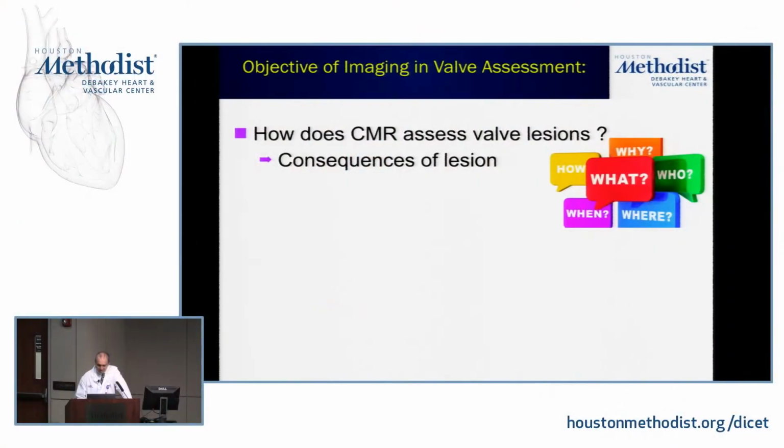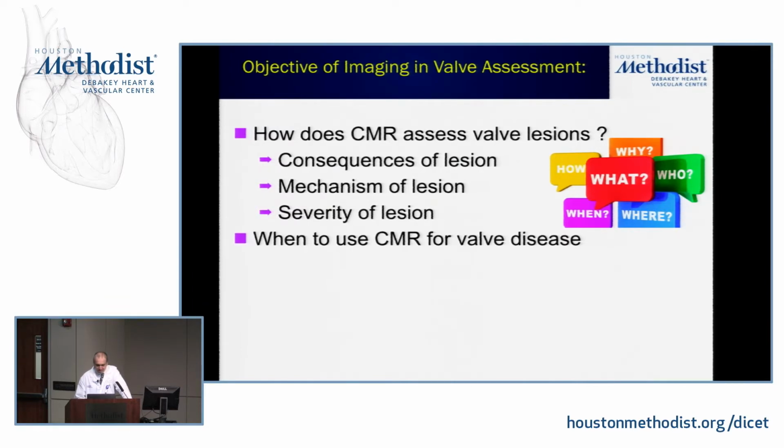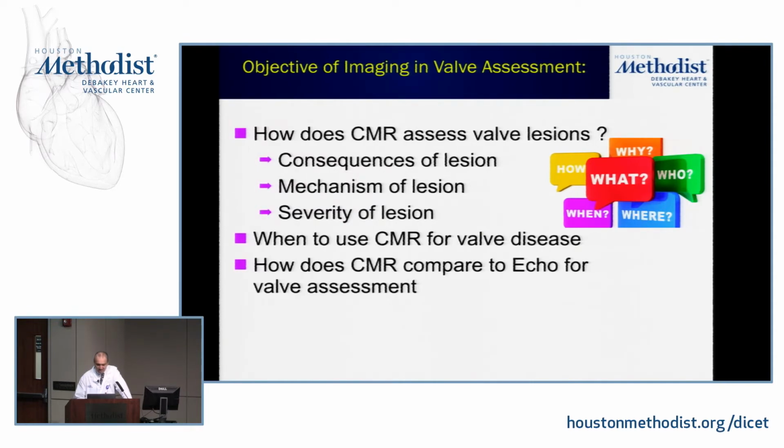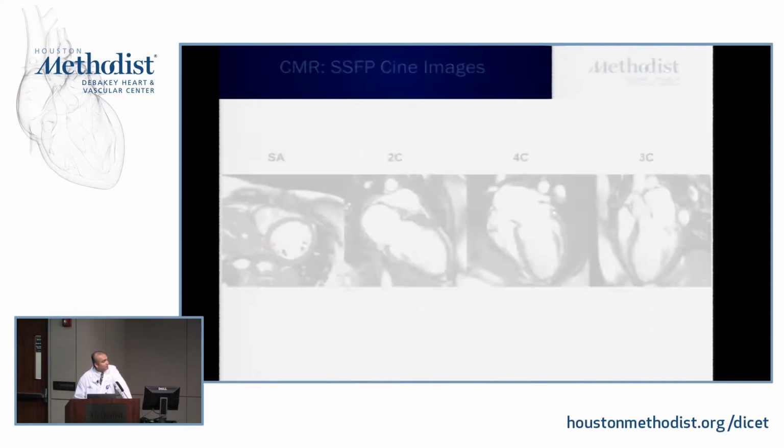So here's what we're going to talk about here. First is just talking about how do we assess valvular lesions by CMR. And really there's a few things that we want to try to do. One is assess the consequences of the lesion. Two is the mechanism of the abnormality. And then thirdly, the severity of the regurgitation. And then talk a little about when would you actually use this in clinical settings, and then a little bit about how it compares with echo for valve assessment.